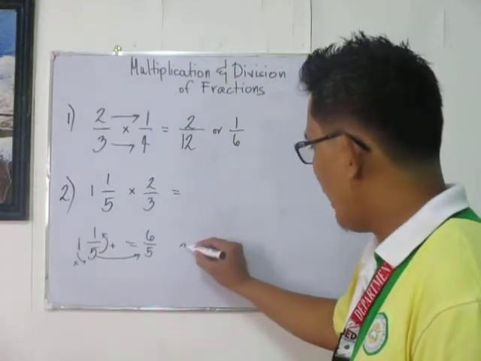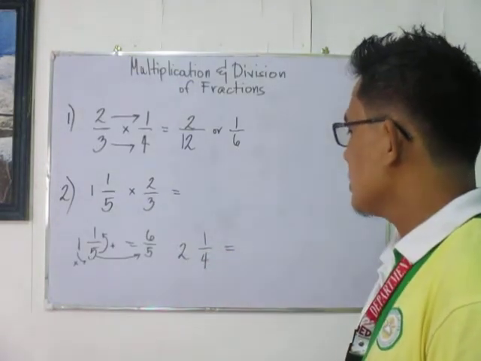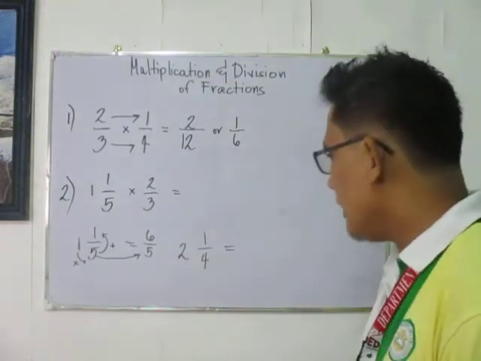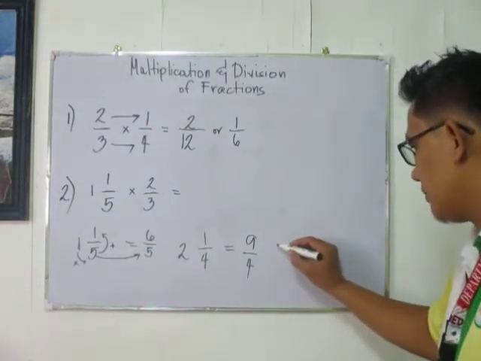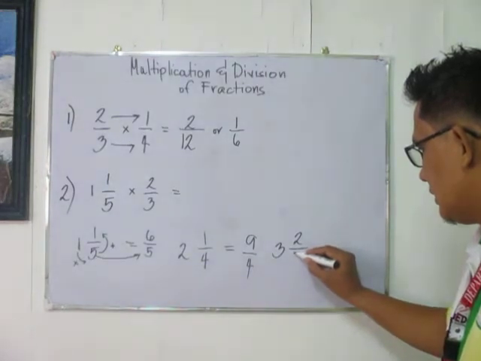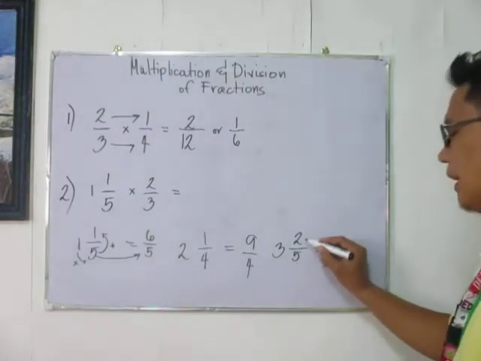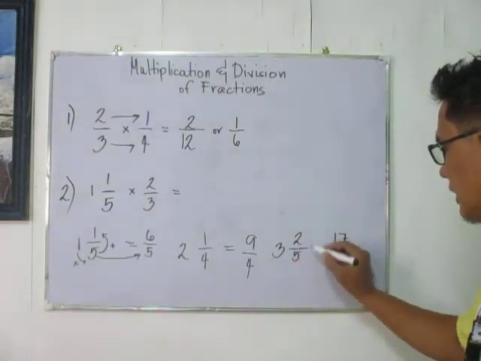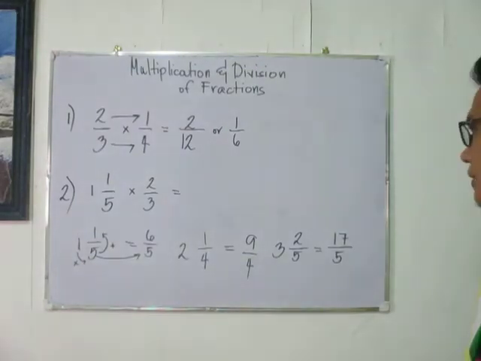Another one: if we have 2 and 1/4, again, multiply. 2 times 4 is 8, plus 1 is 9 over 4. Another one: let's have 3 and 2/5. 3 times 5 is 15, plus 2 is 17. And always, whatever the denominator of the mixed number is will be the same denominator. So that is 17 over 5.